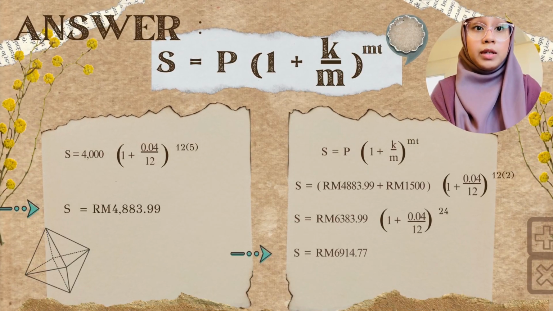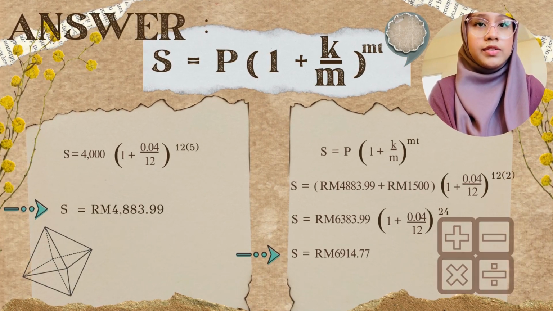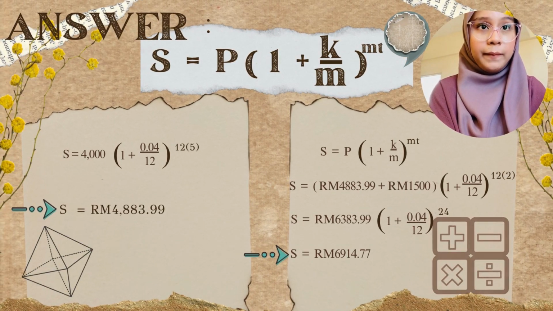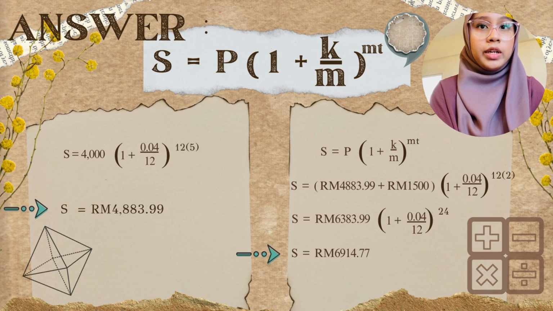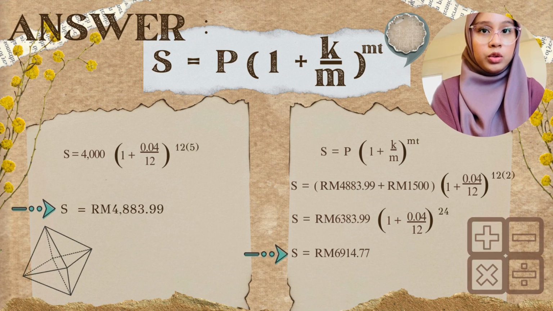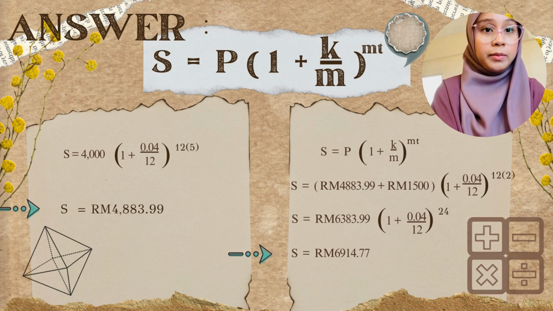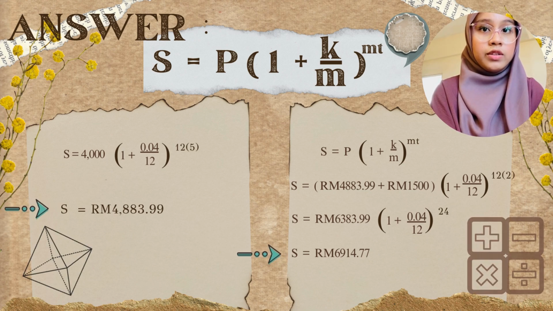To get the accumulated amount, which is S, we're going to use this formula, S equal to P in bracket 1 plus K per M, close the bracket powered by MT. S equal to RM 4,000 in bracket 1 plus 0.04 per 12, close the bracket powered by 12 multiplied by 5. S equal to RM 4,883.99.